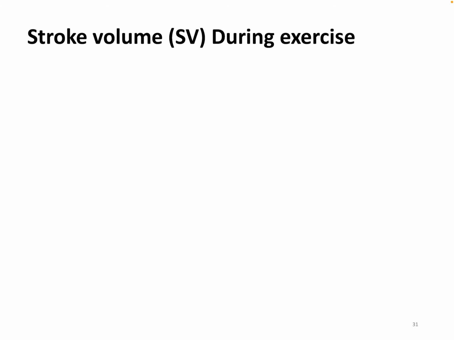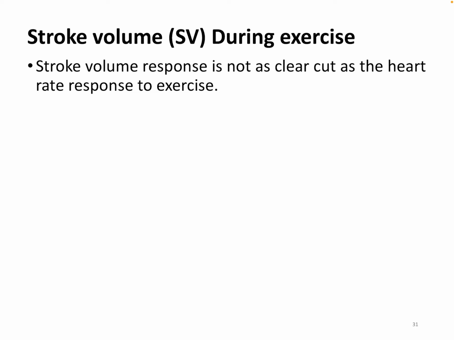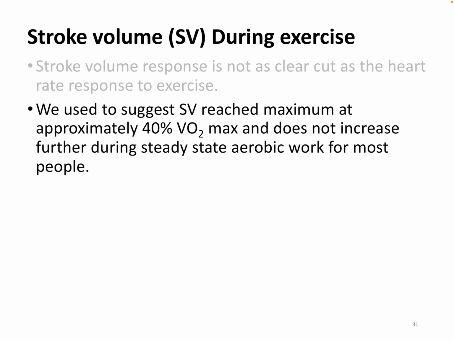Next, we're going to look closer at stroke volume during exercise. So our stroke volume response isn't as clear as our heart rate response to exercise that we just saw on the last slide. I said before that as intensity increases, heart rate increases as well, and it corresponds quite well to the intensity. But the stroke volume response doesn't really respond in the same way. We used to suggest that stroke volume reached maximum at approximately 40% VO2 max and does not increase further during steady state aerobic work for most people.